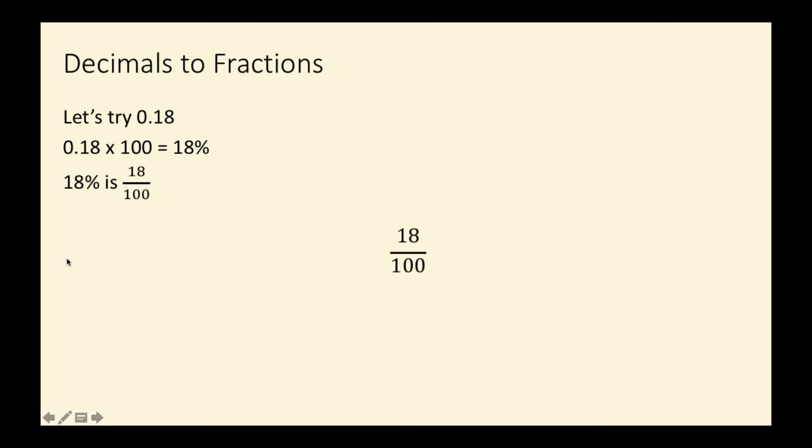Now they're both even numbers, one's an 8 and one's a 0, so I can divide by 2, giving me 9 over 50, and I can't do any more to that because that's not even, this is, but they won't have a number that goes into both of them.